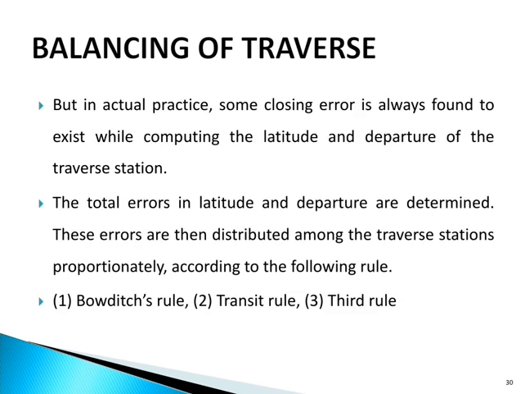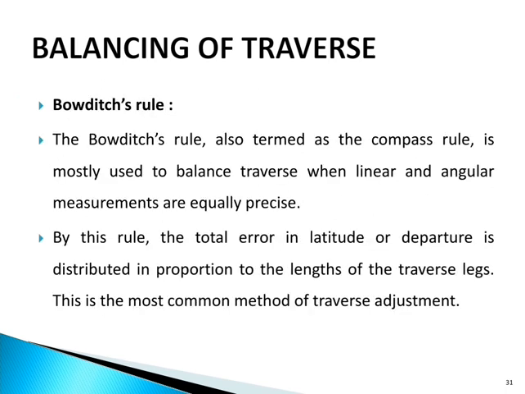But in actual practice, some closing error is always found to exist while computing the latitude and departure of the traverse stations. So, the total errors in latitude and departure are determined. These errors are then distributed among the traverse stations proportionately according to the following rules. There are mainly three rules: Bowditch rule, transit rule, and third rule. So let us understand each and every rule and see how it is done. First one is the Bowditch rule.